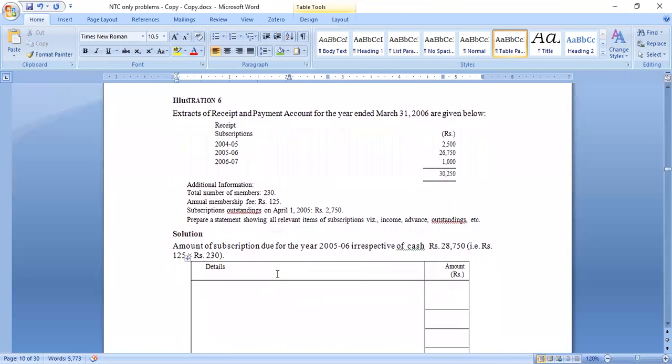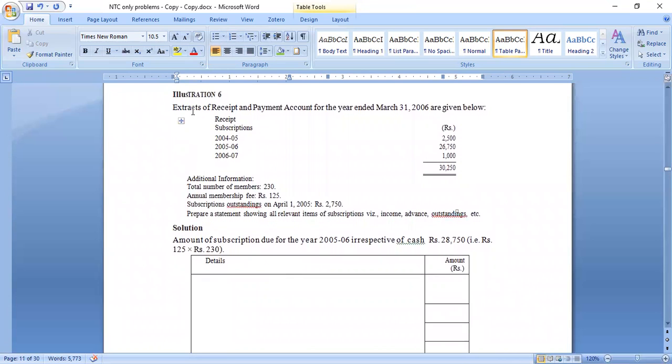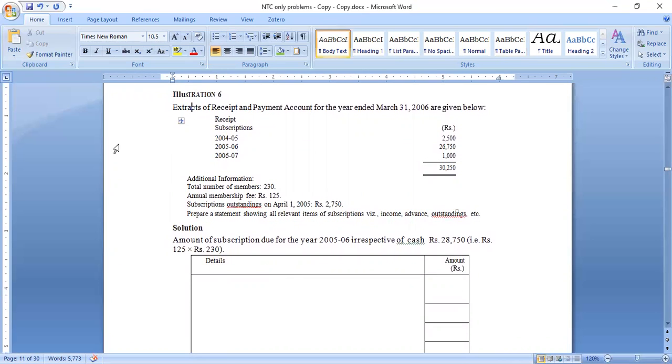So another example. Extracts of receipts and payment account for the year ended March 31st, 2006 are given below. So 2005-6 is the current year. So total number of members 230, membership fee 125.